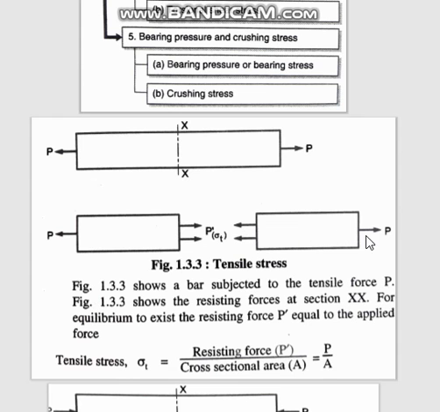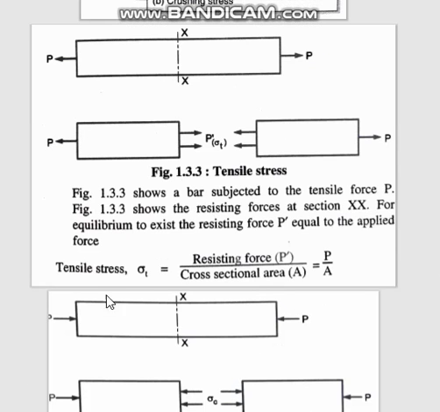When tensile stress is there, what is developed is tensile stress. So tensile stress can be given by this formula here. Tensile stress is denoted by sigma. You see how the sigma is. Sigma with suffix T here. T stands for tensile. So sigma T means tensile stress. Sigma stands for stress.